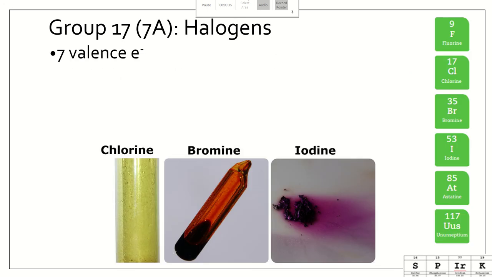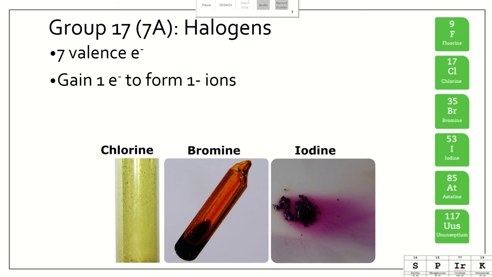We jump all the way over to the other side of the periodic table, and we talk about the halogens, which are group 17, also known as 7A. They have 7 valence electrons. Now, remember that elements want to have 8. So, since it has 7, it's going to gain 1 electron. It's easier to gain 1 than it is to lose all 7 to fill that shell. So, since they gain 1, they're going to form 1- ions.